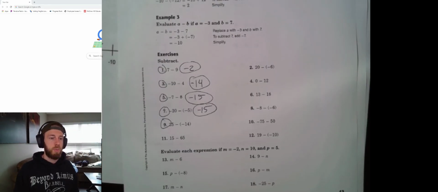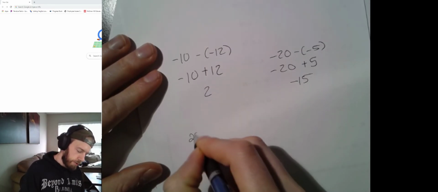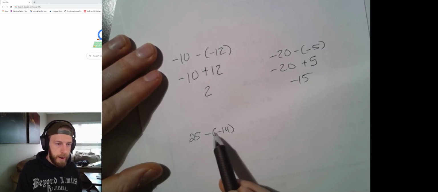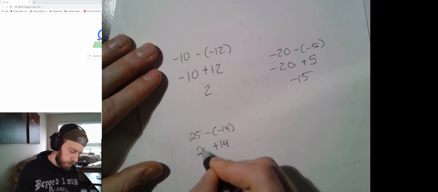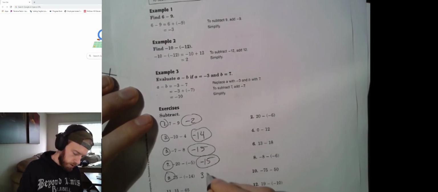And then finally, the last one we're going to do together today, number 9, 25 minus a negative 14. Another example of that double negative there. So we've got 25 minus negative 14. What does minus a negative really mean to do? It means to add a positive. So 25 plus 14, 39. The answer to this one, 39.